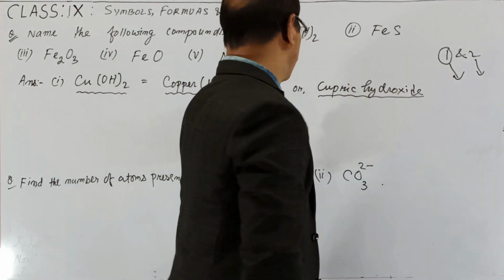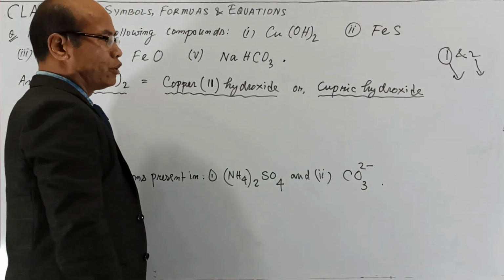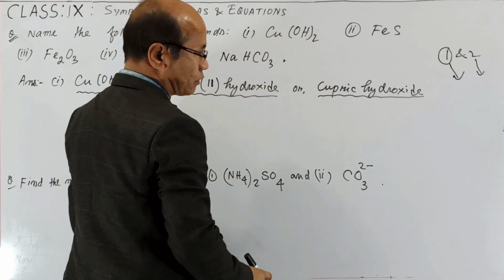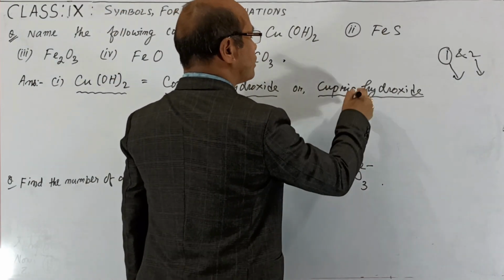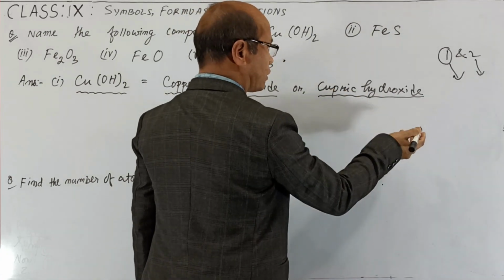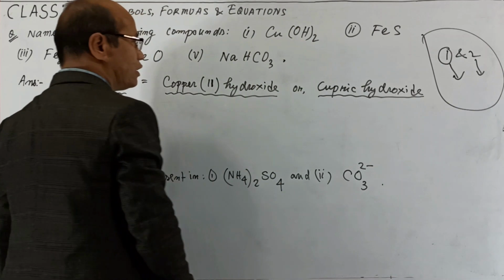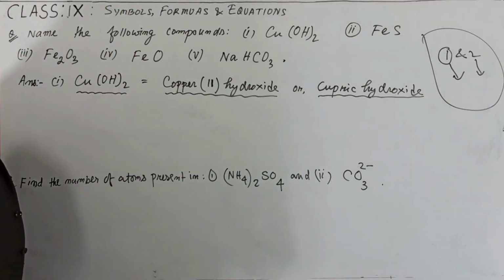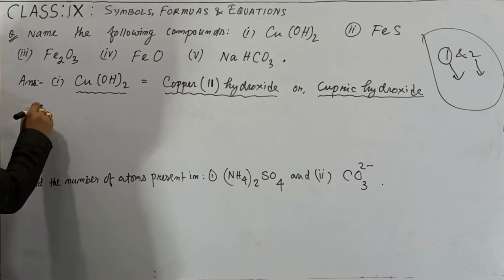But here, the valency for copper is 2. That means higher valency. So we are going to use this word cupric, not cuprous. If the valency is 1, then you have to change this from cupric to cuprous. But here, since the valency given is higher valency, we have to write cupric hydroxide. Now let us see the second one.